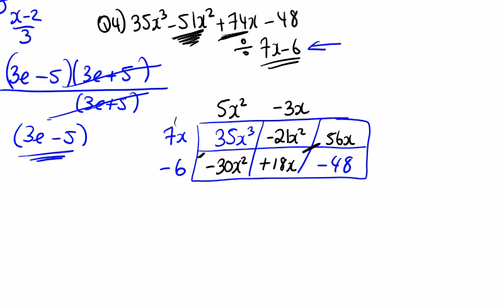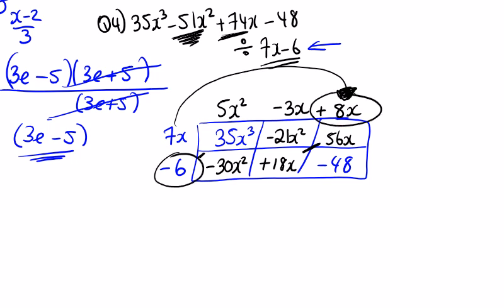Now, 7x multiplied by this number is going to help me get the answer. 7 eights are 56. So it has to be 8. Put the sign in, it has to be a plus. And does 8 by minus 6, sorry, no, where did that x come from? Get rid of that x. The x is already here. 7x by 8 is 56x, and 8 by minus 6 is minus 48. So you can see our answer is 5x squared minus 3x plus 8.